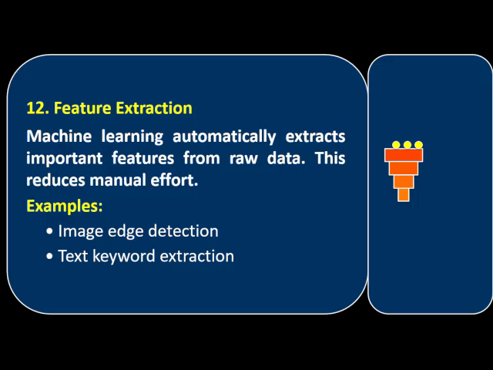Feature extraction means identifying important information from raw data. Machine learning automates this process, reducing human effort. In images, edges and textures are extracted automatically. In text, keywords and sentiments are detected. This improves performance and reduces complexity.